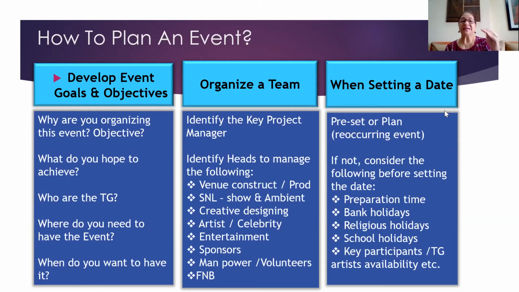So then he identifies the heads for the following. You should have a hardcore team of about 4 or 5 people, and then each one has their own team under them. Okay, venue construct and production. Very important, because that person is supposed to be on ground there at all times, dealing with all the vendors, checking if they're doing things on time.